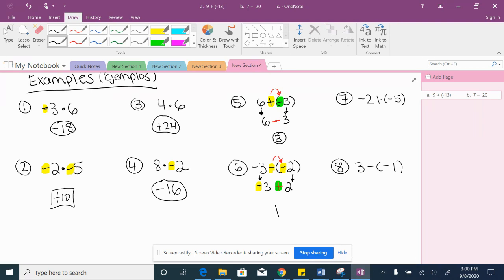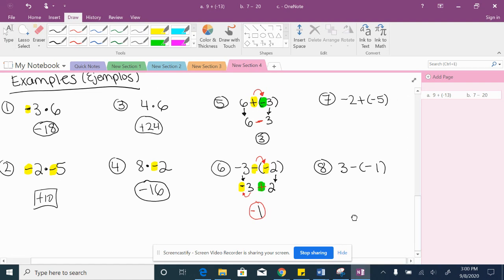Always keep the sign of the bigger number. Siempre mantén el signo del número más grande. The 3 is bigger. El 3 es más grande. And the sign before 3 is negative. Y el signo antes del 3 es negativo. So the answer is negative. Entonces la respuesta es negativa.